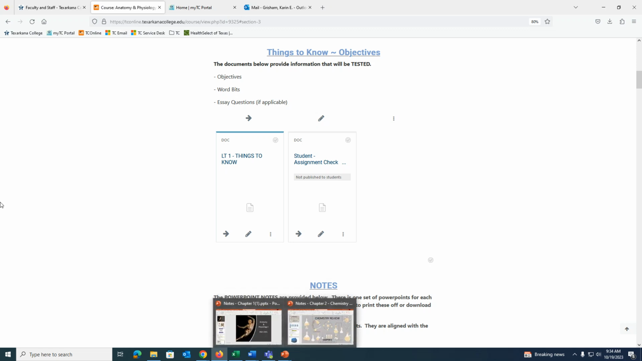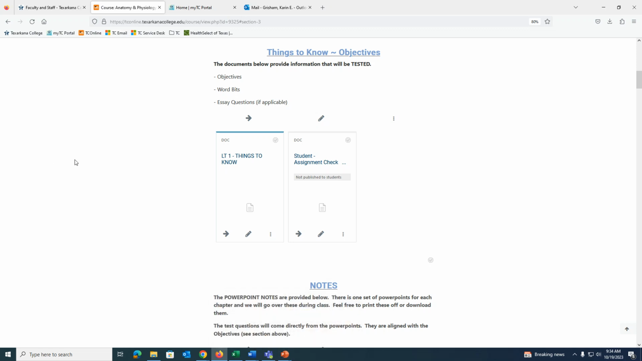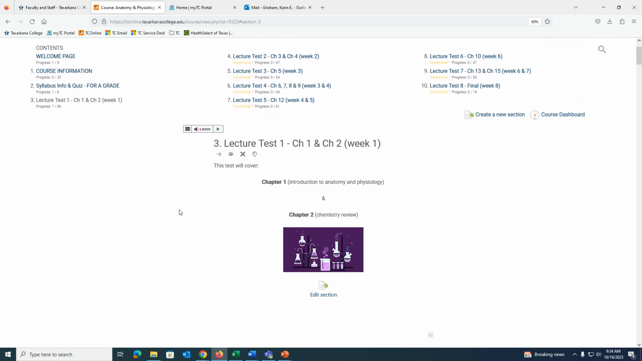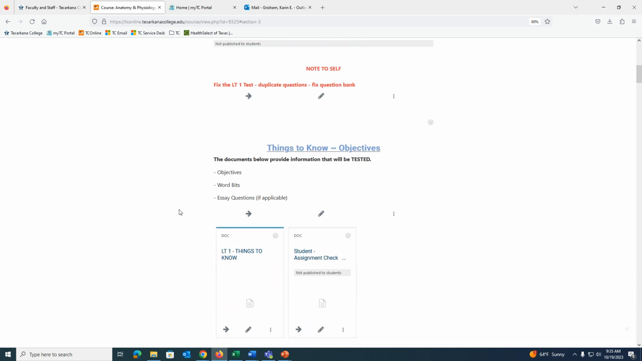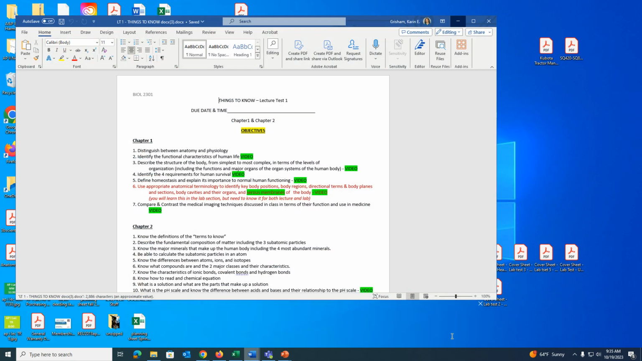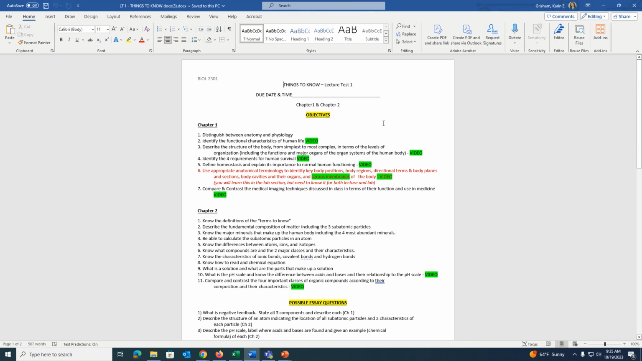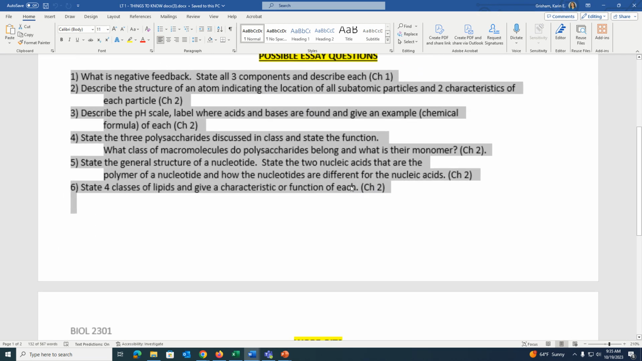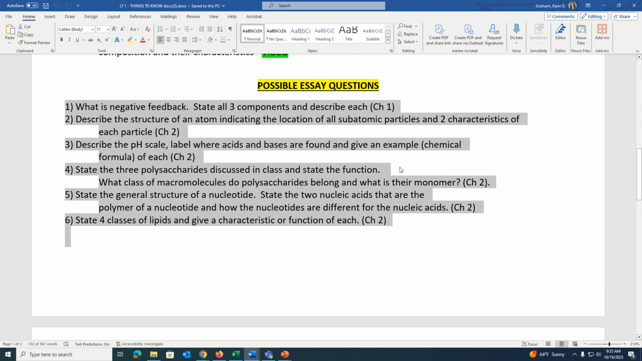We're going to take a look at the essay questions for the first lecture test, chapter 1 and 2. So what I'm going to do, we're on the Moodle page right now. I'm just kind of showing you where I am. I'm on the Moodle page, and this things to know document is the one I'm going to pull up. And you can see down here are the possible essay questions. So these are the essay questions that we're going to answer in this hopefully short video.